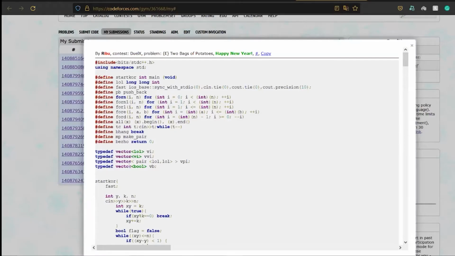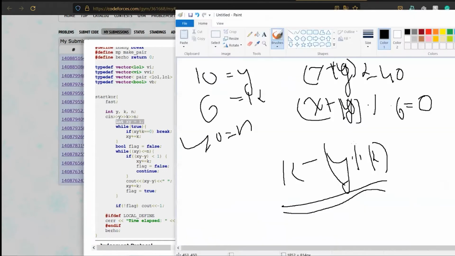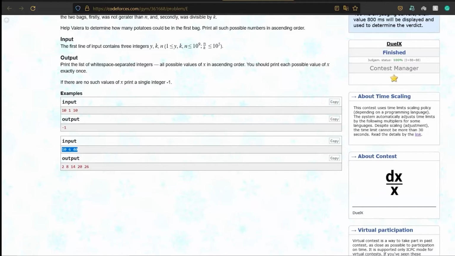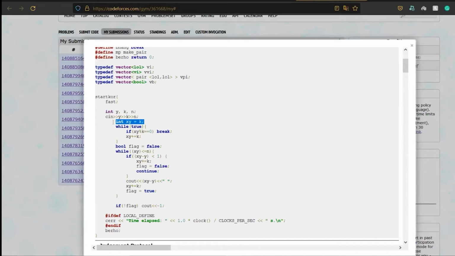Okay, I'm going to explain how I did it. Okay, so I took variables y, k, and n. As you can see, in sequential, I made everything a variable. Okay, now I took xy. xy is basically nothing but x plus y. Okay, x plus y. Are we clear on that? Okay, xy is basically x plus y in my code.